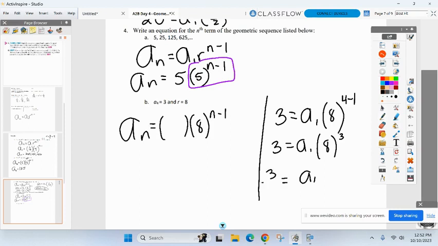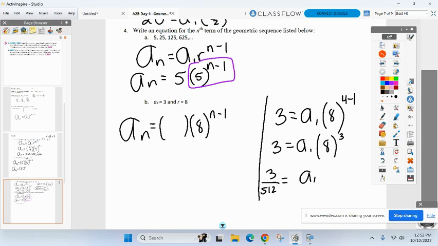3 over 512. Or you can use the decimal too, Harper, but I think it's a little cleaner doing it that way. Was anybody going to find the first term a different way than what I'm showing? Is there a different way? Well, there is. Remember the R value is what you keep multiplying by. So if you want to go backwards, just keep dividing by 8 until you hit the first term. So that's the other way, right?